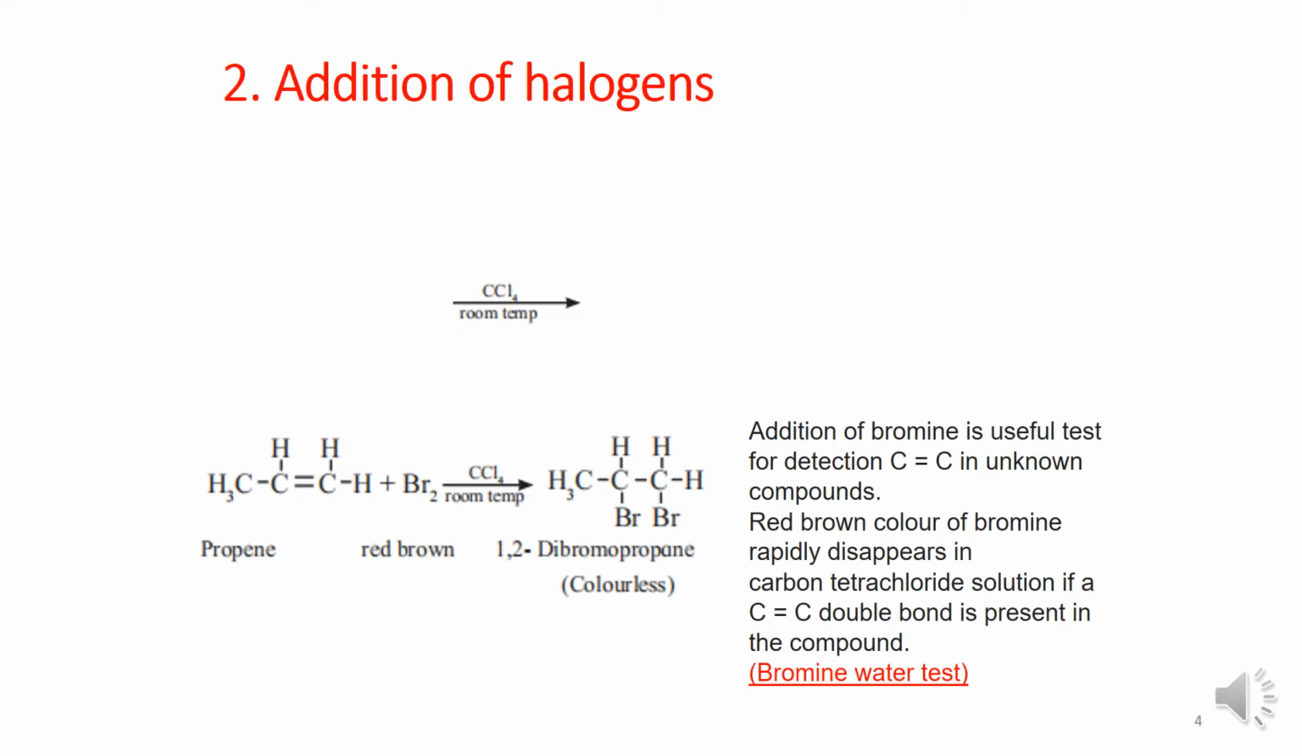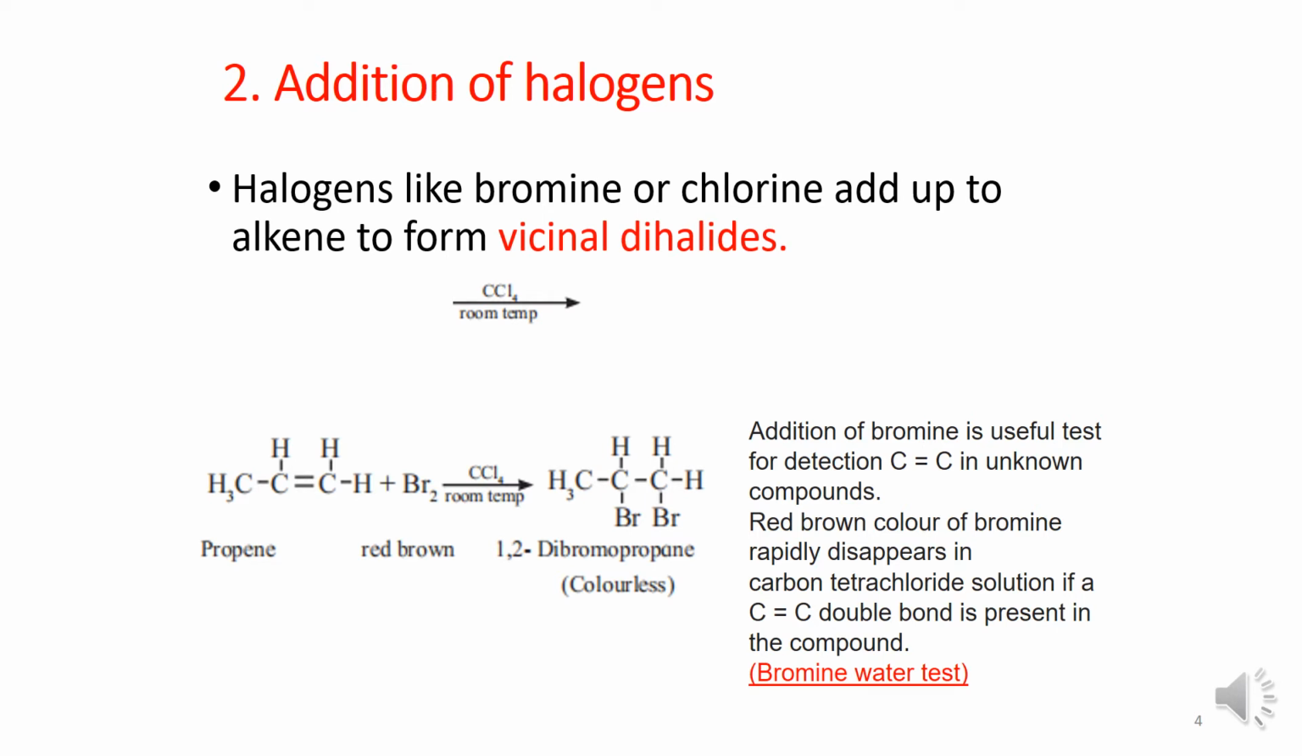Addition of halogens to alkenes. Halogens like bromine or chlorine add up to alkene to form vicinal dihalides. Vicinal dihalides means the halogen atoms are present on adjacent carbon atoms. For example, if ethene is treated with bromine water in presence of carbon tetrachloride at room temperature, you will get 1,2-dibromoethane. This is a vicinal dihalide.